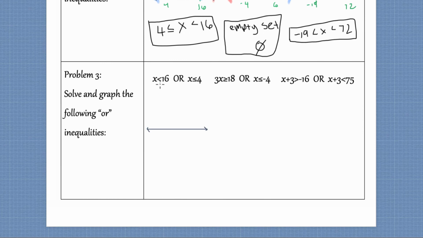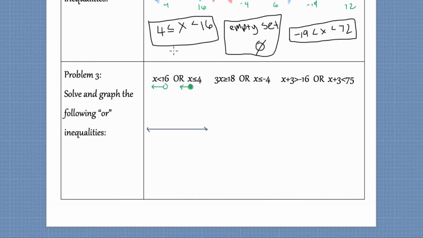So if I look at the first inequality, it says x is less than 16. So the less than indicates that it's an open circle. And since all of the solutions of x are less than 16, our arrow is going to be pointed to the left. For x is less than or equal to 4, since it says less than or equal to, it indicates a closed circle. And since all of the solutions of x are less than or equal to 4, our arrow is also going to be pointed to the left.